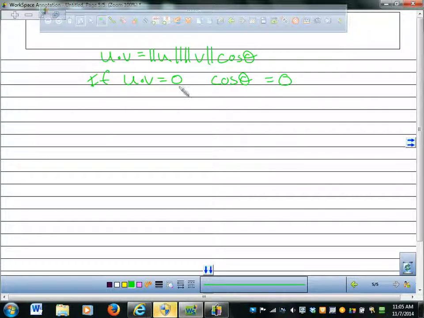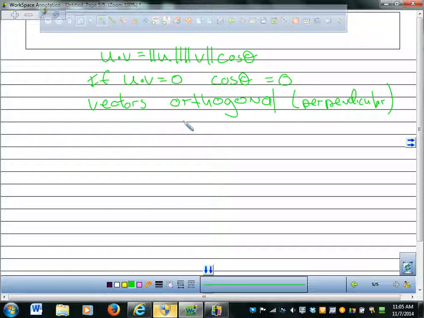So if u dot v equals 0, the vectors are orthogonal. That means perpendicular, but they use big words. You okay? Just write perpendicular? Yeah, it means perpendicular. To tell you the truth, I'm not sure what the difference between perpendicular and orthogonal are. But orthogonal means at right angles to each other. Okay?